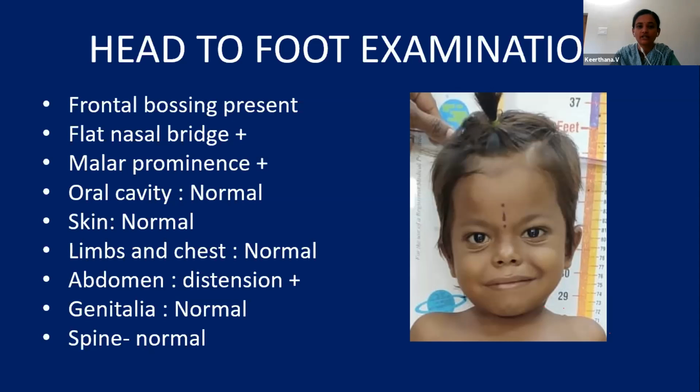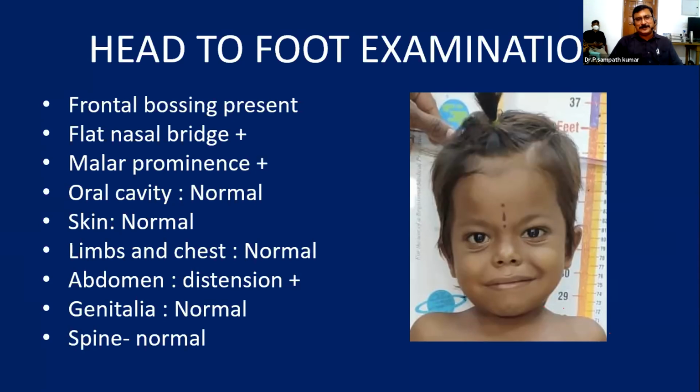The hemolytic facies. That's a broad term. What are the components which are seen in this face? Frontal bossing is present, sir. Flat nasal bridge is seen and malar prominence. What will you see in the oral cavity?